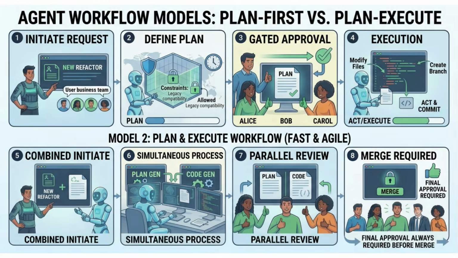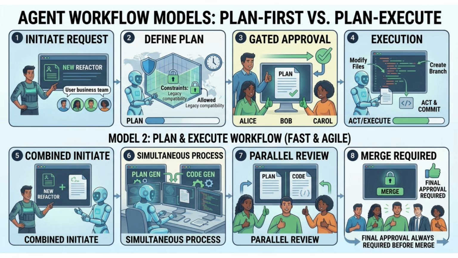Two common agent workflows. Option 1: plan first workflow. In this model, the agent creates a plan. Reviewers approve the plan. The agent begins implementation only after approval. This is ideal for infrastructure changes, security-sensitive environments, and production systems.